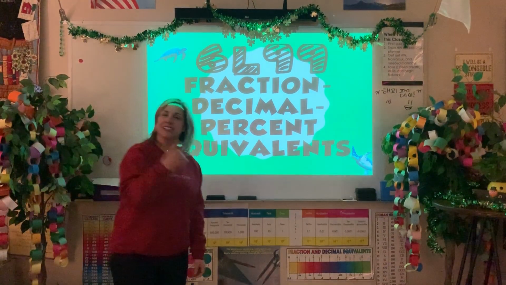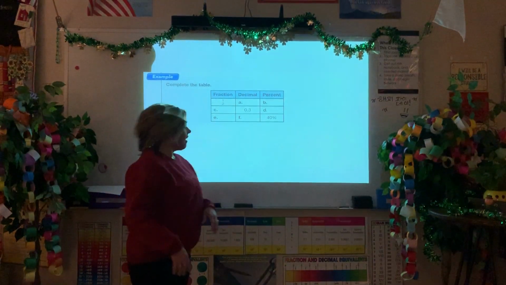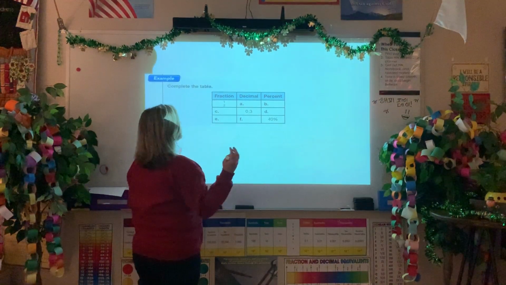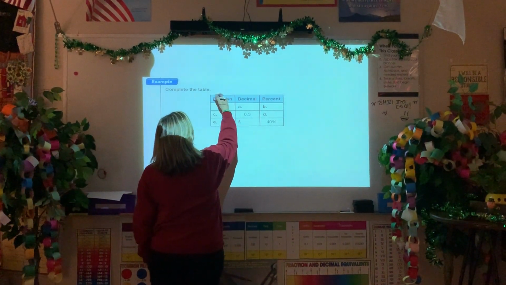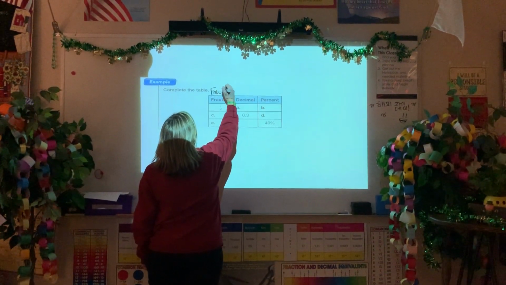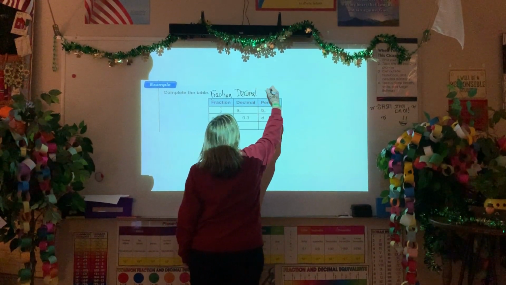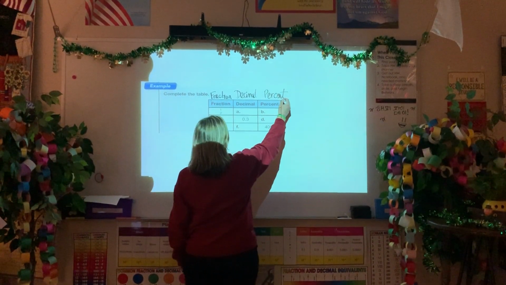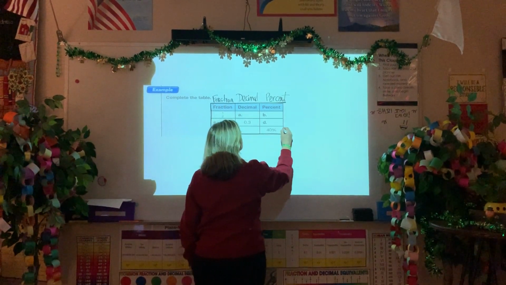All right, so again, this is 6L99, fraction, decimal, percent equivalence. And there's only one example. All right, so where'd my pen go? Here we go. It says complete the table. So what I want you to do is actually write this down. We're going to write fraction, decimal, and percent on your paper. And you're going to come down 3 spaces.